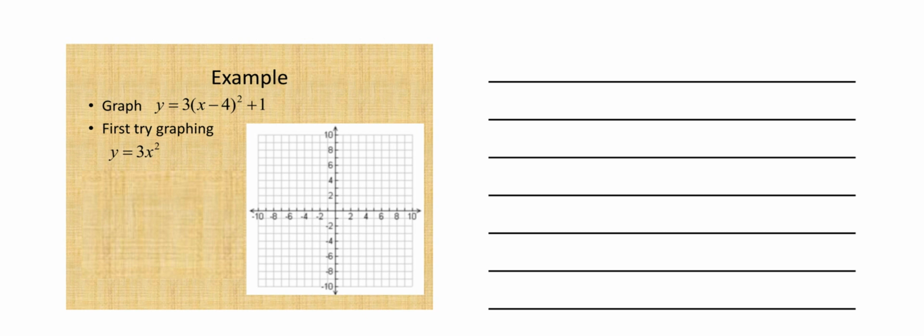Let's try an example on graphing using the vertex form of the quadratic equation. So in this case, we're trying to graph y equals 3 times quantity x minus 4 quantity squared plus 1. In order to do this, we're first going to have to graph y equals 3 times x squared to make it a little bit easier.